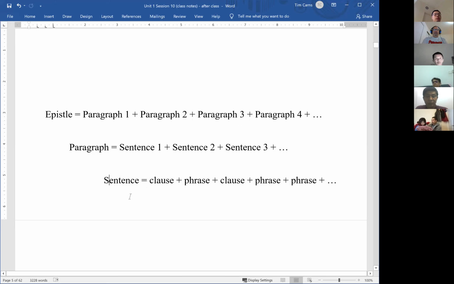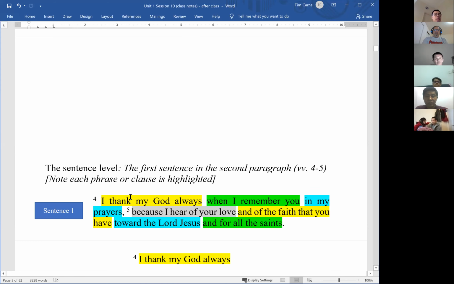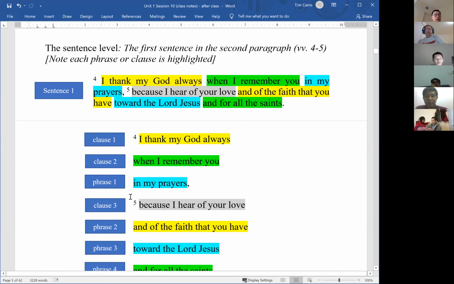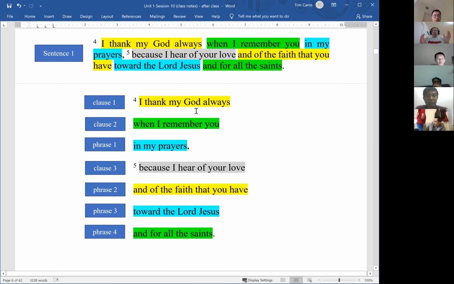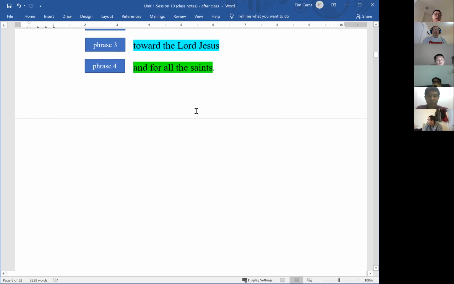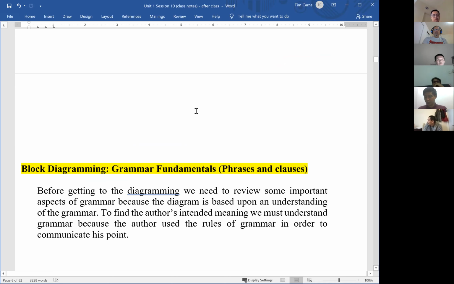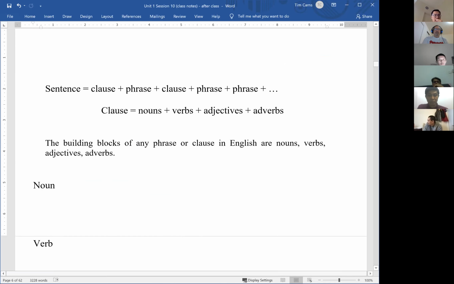Now let me show the example here of Philemon verses 4 and 5. Here I've highlighted each of the phrases and clauses in this particular sentence. In Philemon, the second paragraph is verses 4 to 7. That paragraph is broken into 3 sentences. One of those sentences is verses 4 and 5, and that sentence can be broken down into smaller parts, the phrases and clauses. Each phrase and clause itself can be broken down into even smaller parts, and it's those smaller parts that I want to focus our attention on here, by way of review.